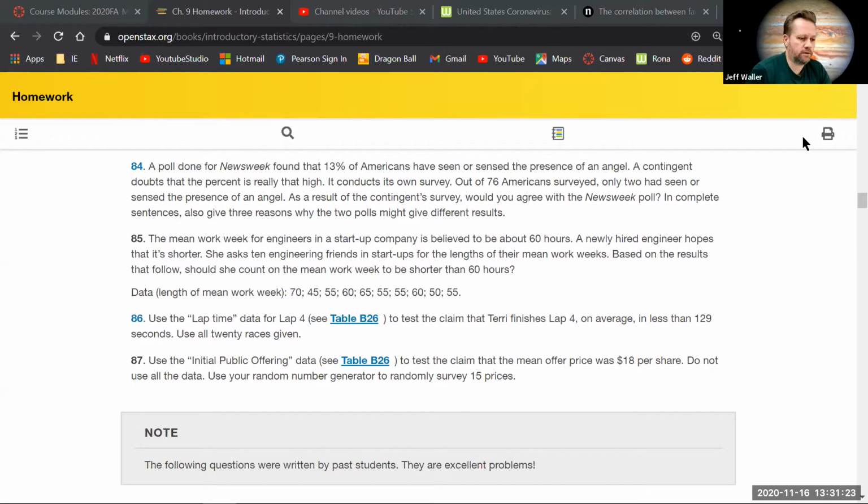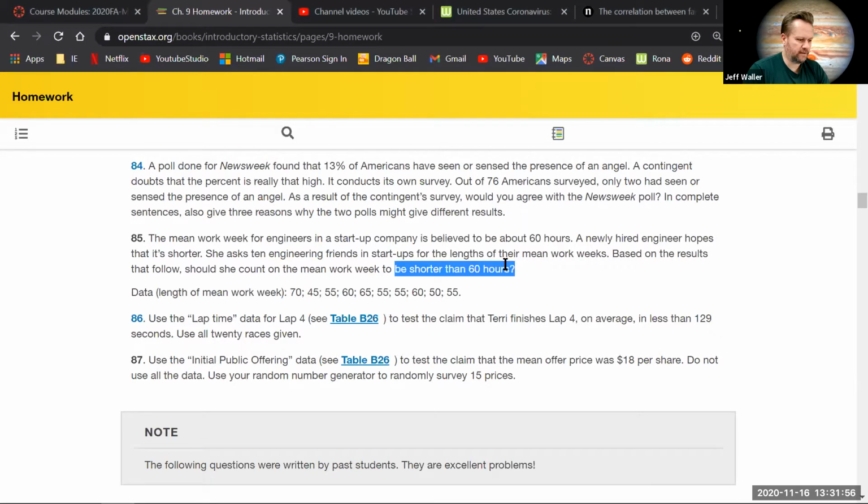So you just start off the same way you always do. What's the claim? In number 85, what's the claim that's being made? Mu is equal to 60 hours. No. Thanks for playing, though. Quick on the buzzer, as always. Anybody else? Greater or equal to 60 hours? No. So based on the results that follow, should she count on the mean work week to be shorter than 60 hours? Right, so she wants to test that claim that it's shorter than 60 hours. So mu less than 60.